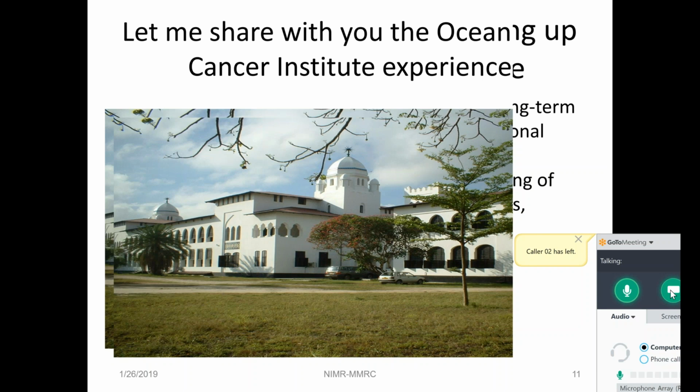Most Tanzanians are poor, and if you wanted them to pay, it means you are not going to treat them because they will not be able to pay. So we have a policy that exempts cancer patients from paying for service.